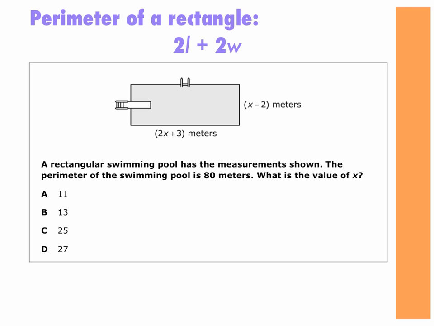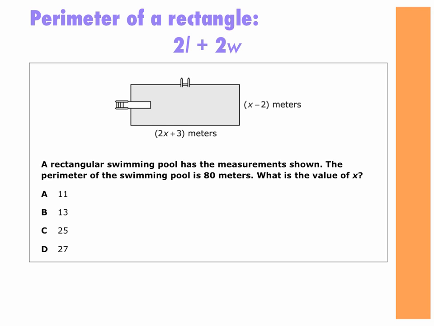The next example says, a rectangular swimming pool has the measurement shown. The perimeter of the swimming pool is 80 meters. What is the value of x? I've gone ahead and in purple, I've shown you the perimeter of a rectangle formula. It's 2 times the length plus 2 times the width. So the information that we have is that the perimeter is 80 meters.